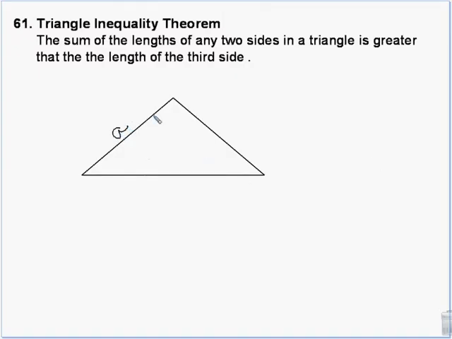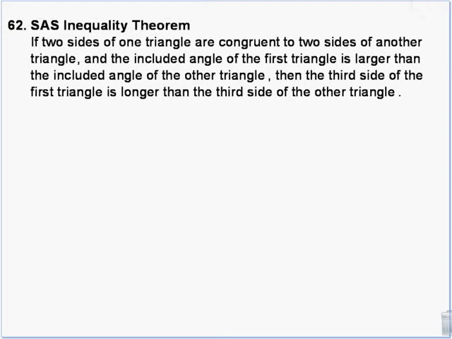And I'm going to label the sides this way, A, B, and C. Okay. A plus B has to be greater than C. A plus C has to be greater than B. And B plus C has to be greater than A. And let me show you physically.